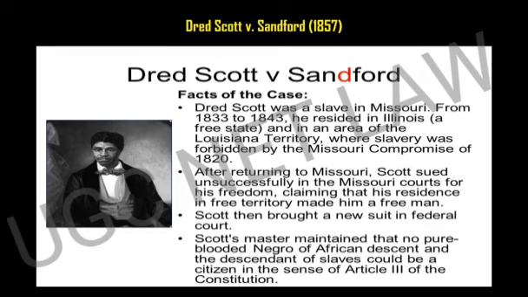Second, Dred Scott versus Sandford. This is an 1857 case. Again, I put here some facts regarding 1832 to 1843. He resided in Illinois, a free state, and in an area of the Louisiana Territory where slavery was forbidden by the Missouri Compromise of 1820. After returning to Missouri, Scott sued unsuccessfully in the Missouri courts for his freedom. Claiming that his residence in free territory made him a free man, Scott then brought a new suit in federal court. Scott's master maintained that no pure-blooded Negro of African descent, a descendant of slaves, could be a citizen in the sense of Article 3 of the Constitution.